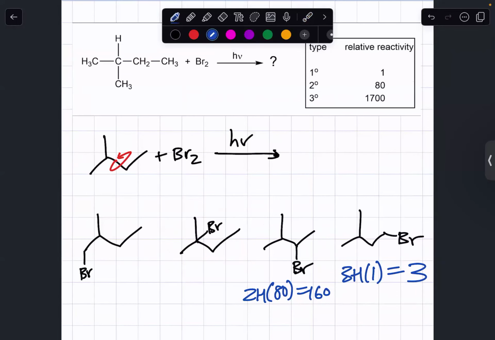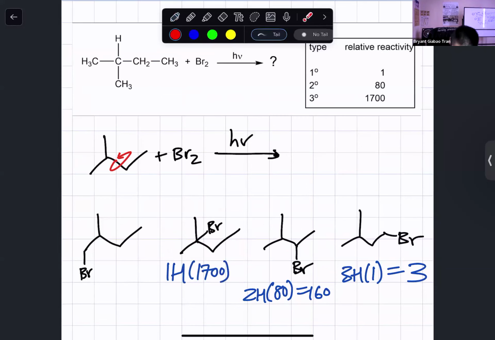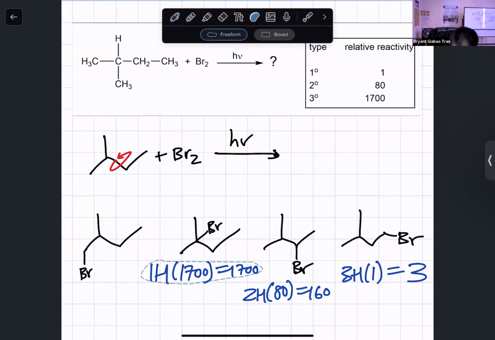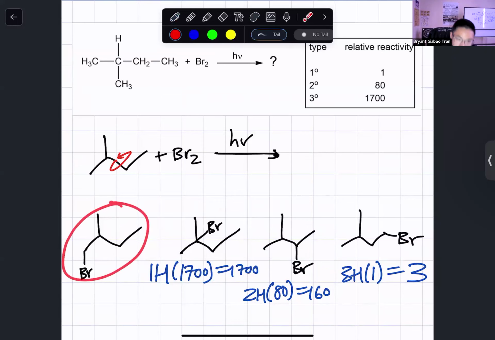You would multiply 1 hydrogen with 1,700. Yes, 1,700 because we have a tertiary carbon right here, right? Which is 1,700. What about the first one? The first one is going to be a little bit trickier. 3 hydrogen multiplied by 1. Yeah, so that's the tricky part.